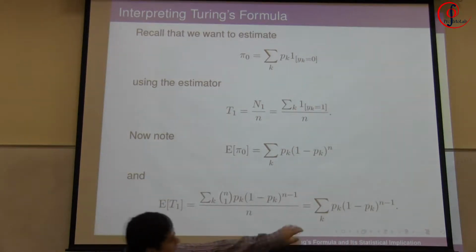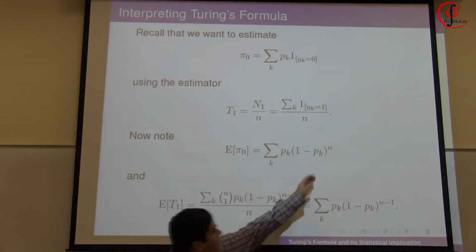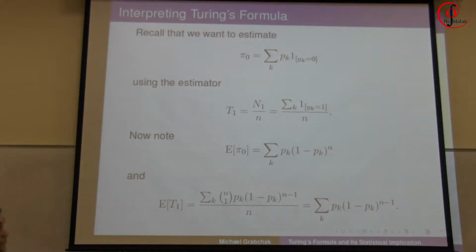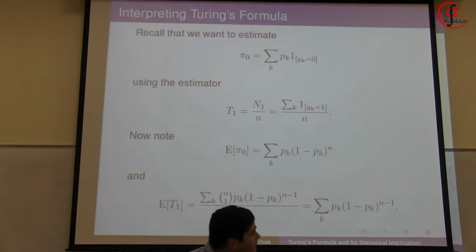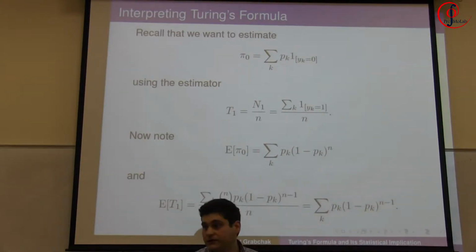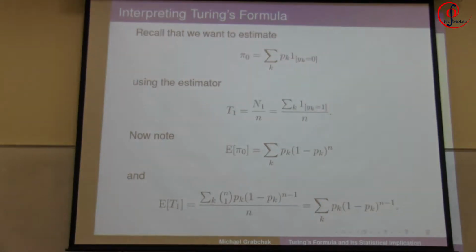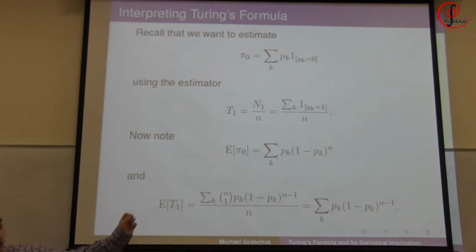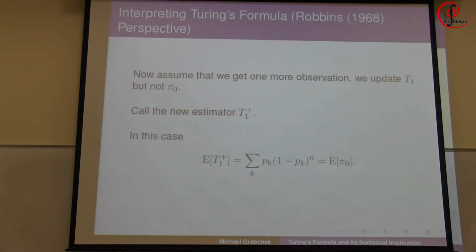Now, of course, these are not exactly the same. Here we have n, here we have n minus 1. But still, for large n, they will be approximately similar to each other. So at least in expectation, these two things are close, although it's not exactly unbiased for the mean of pi 0. But in some sense, for large n, they will be quite close.